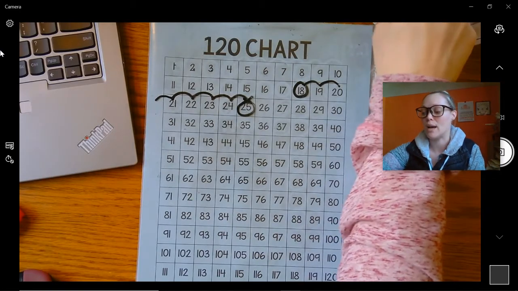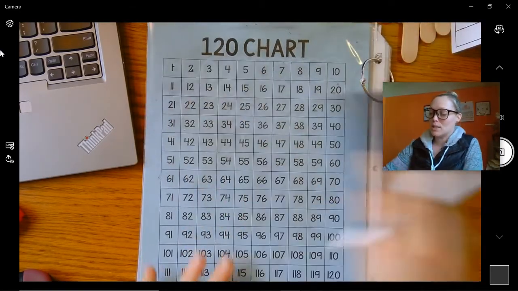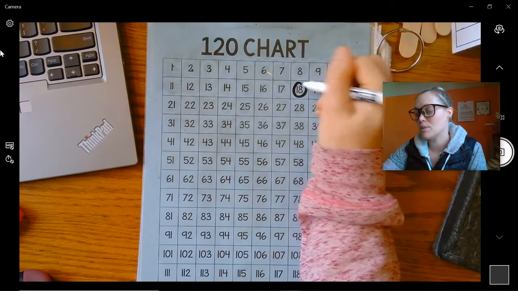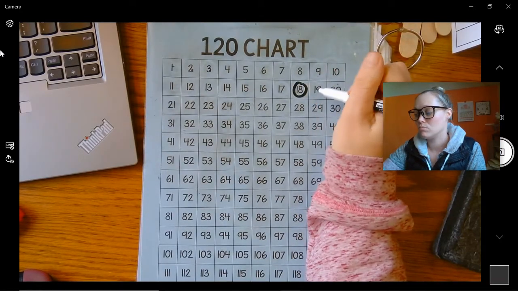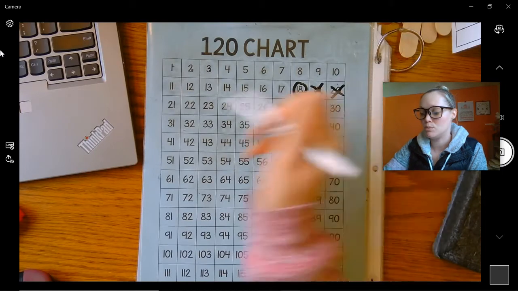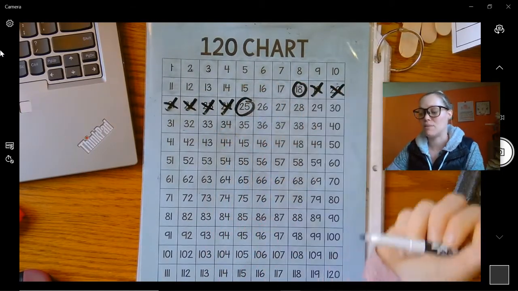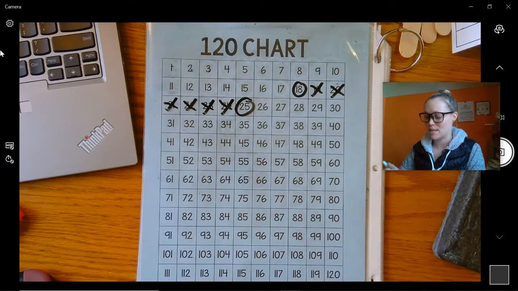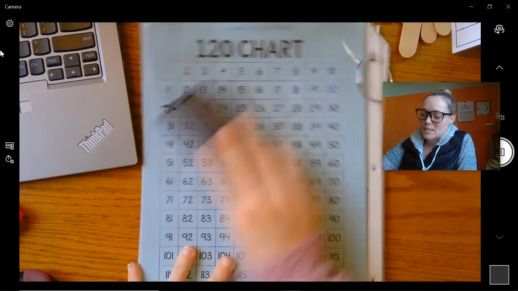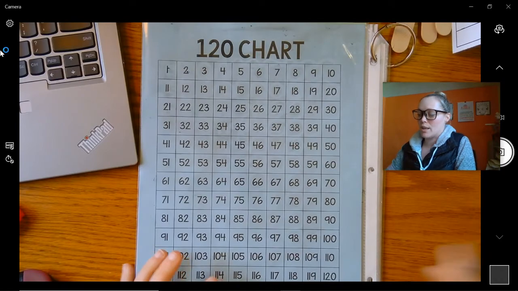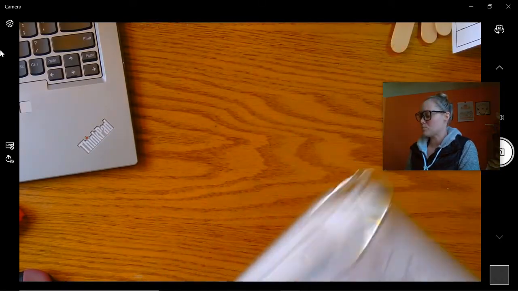Another way you can keep track of your counting is you can go like this. Start on 18, then you go 1, 2, 3, 4, 5, 6, 7, and circle the 7th one. That's how you could have done it on the 120 chart, starting at 18, counting on 7 more.